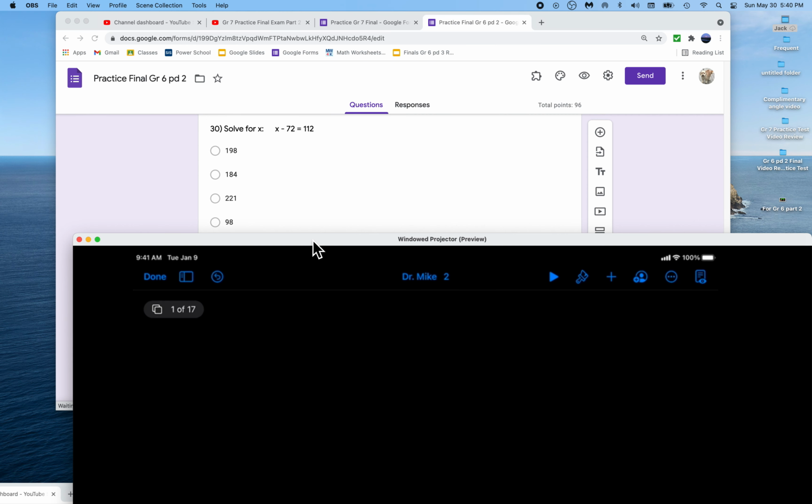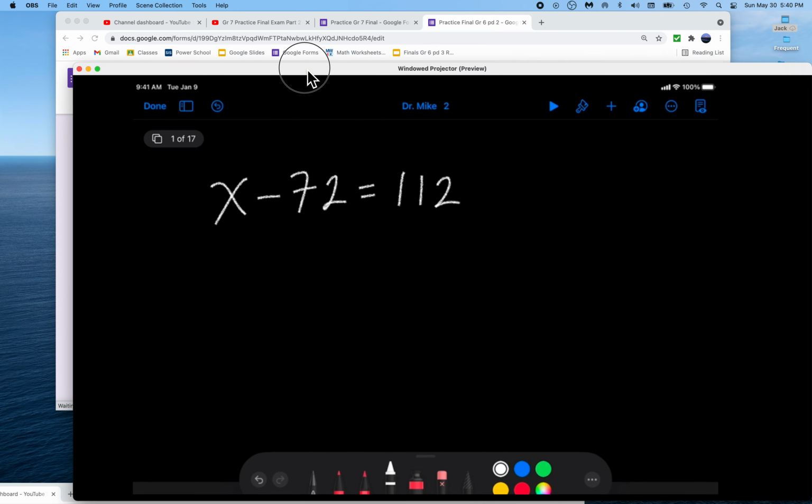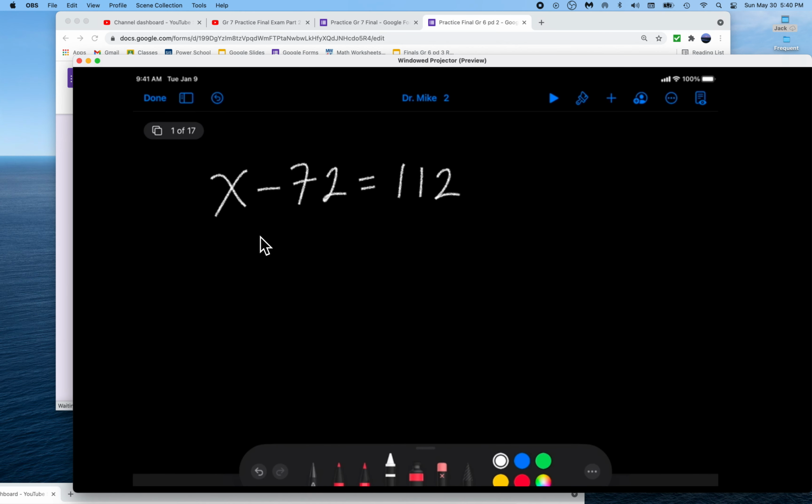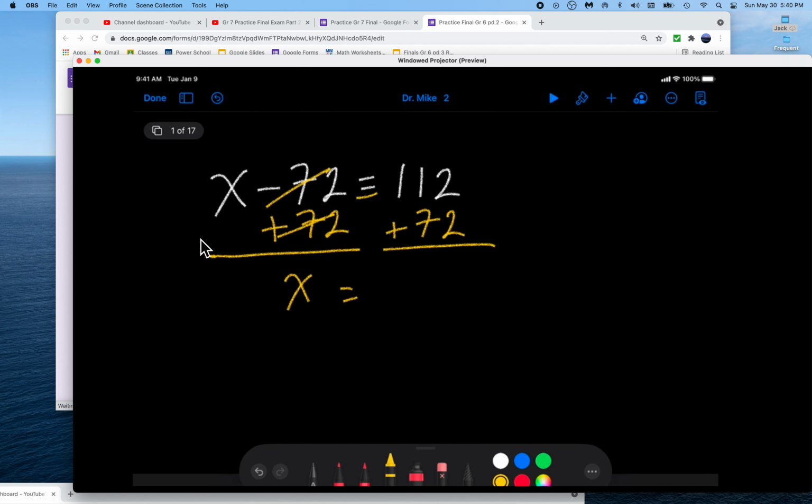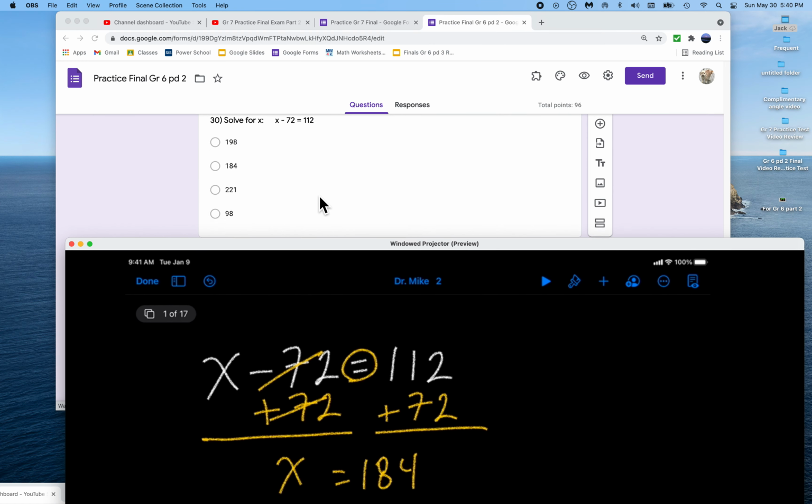Similar problem. We have x minus 72 equals 112. X is not by itself, it has a neighbor. The neighbor's being subtracted from x. The way to neutralize that 72 is to add 72. When we do that, this reduces to 0 and we have x isolated. However, we have to do the same exact thing to the opposite side to maintain the integrity of that equal sign. And there's our final answer, x equals 184. And there it is, choice 2.